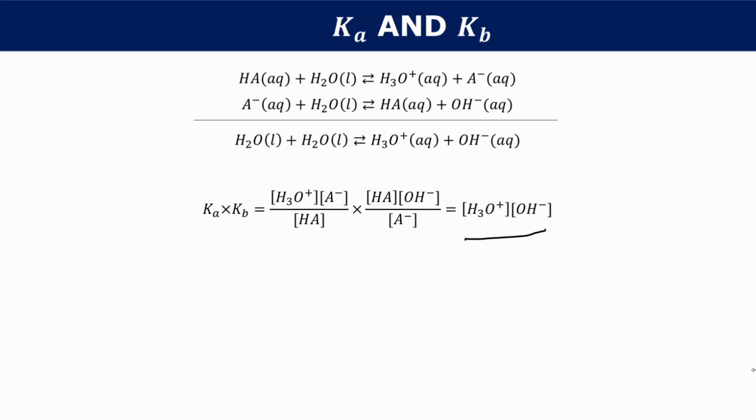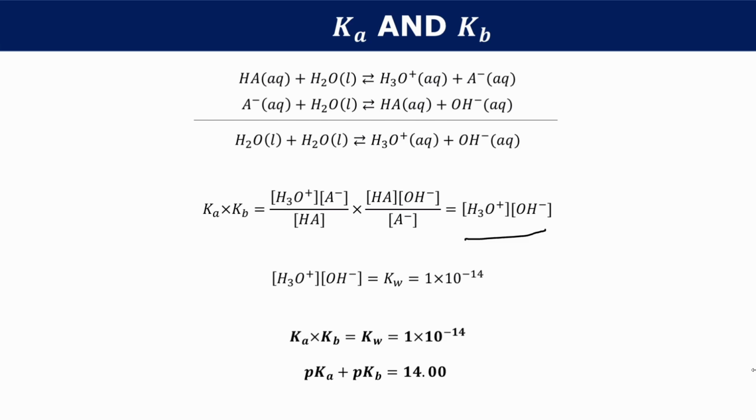And this value should be a little familiar to you, because remember, that value is going to be our autoionization equilibrium constant value. And as we know, that value is 1 times 10 to the negative 14th at 25 degrees Celsius. And so this tells us something about the relationship between Ka and Kb. And it's that Ka times Kb equals Kw, which is 1 times 10 to the negative 14th. And this also tells us that pKa plus pKb is going to be 14.0. And of course, this is at 25 degrees Celsius.